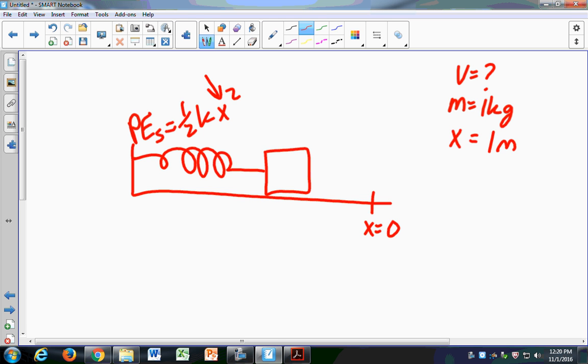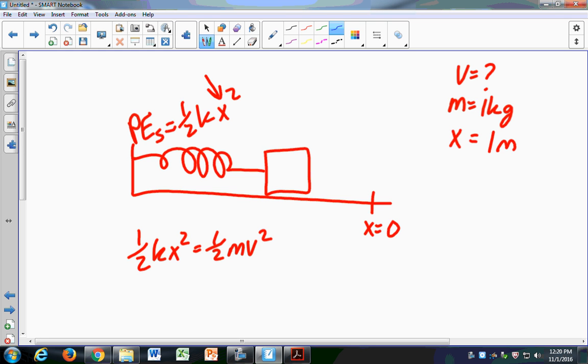Then I would set the elastic potential energy, 1/2 kx squared, equal to the kinetic energy, 1/2 mv squared. It's like a spring-loaded gun, right? I give it a bunch of energy by compressing it, and then I let it go, and this thing comes off traveling at a certain speed. I can let all that elastic potential energy go into kinetic energy.